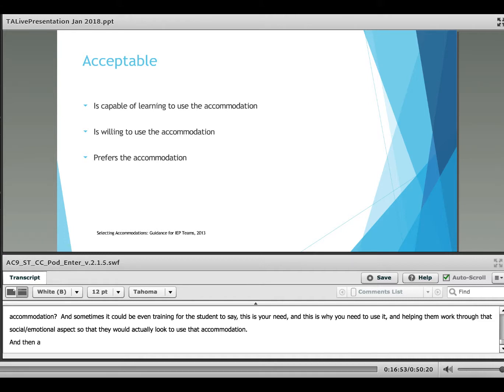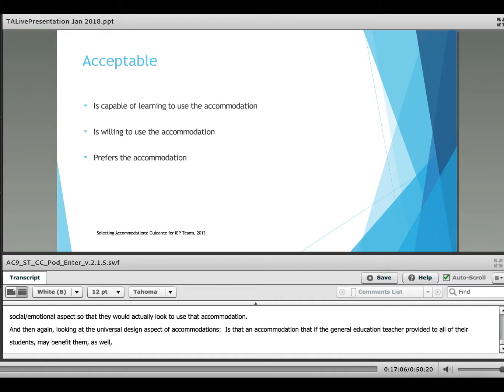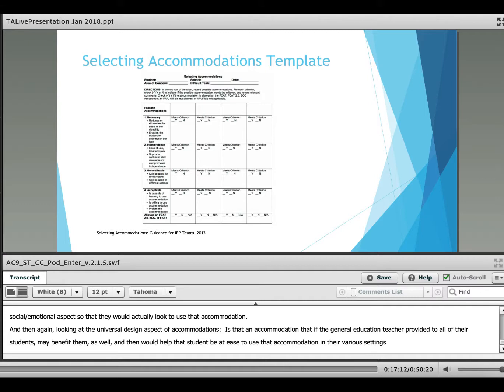And then again, looking at the universal design aspect of accommodations. Is that an accommodation that if the general education teacher provided to all of their students may benefit them as well, and then would help that student be at ease to use that accommodation in their various settings?